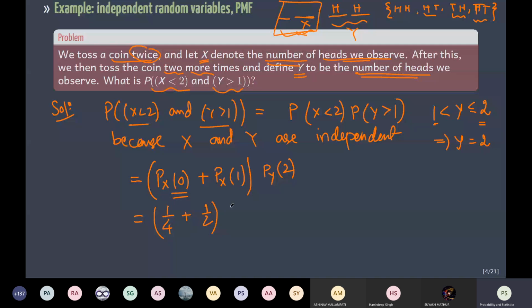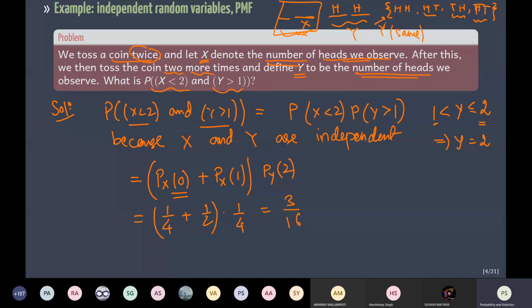And then for y we have the same case. For y also, we are asking for heads, so 2 heads. If 2 heads, then it is 1/4. So the product is 3/16. This is 3/16, so that's the answer.